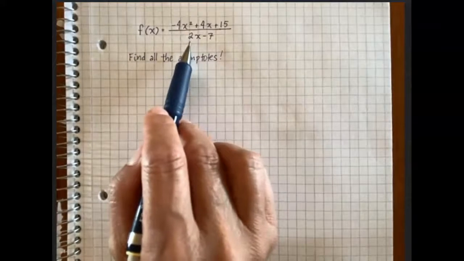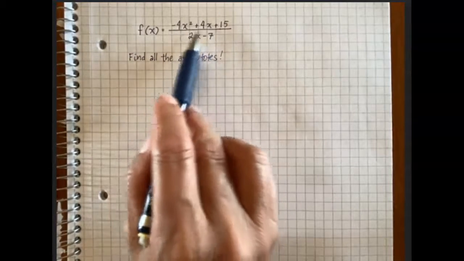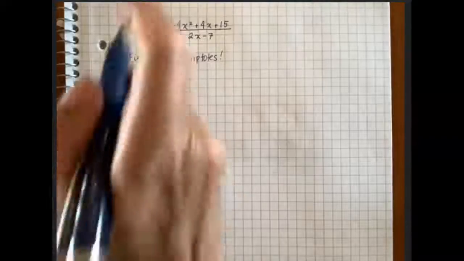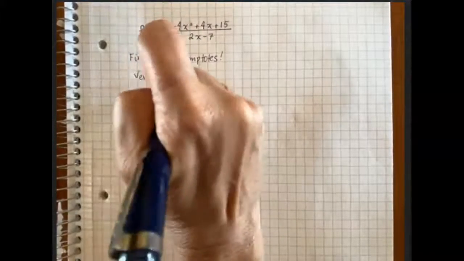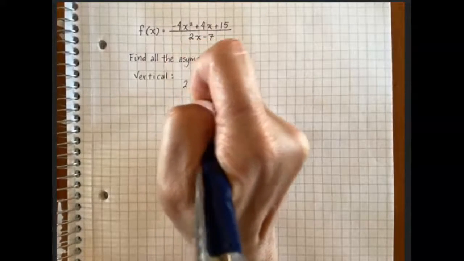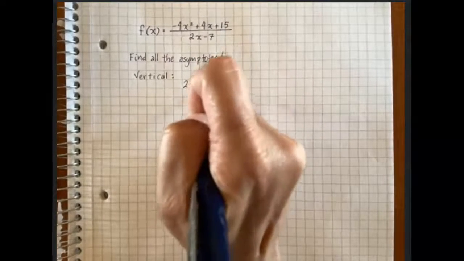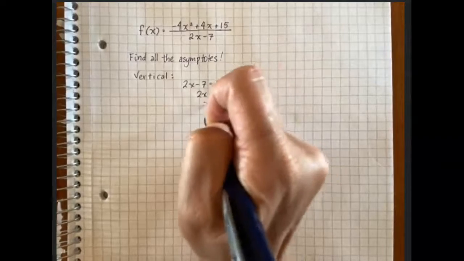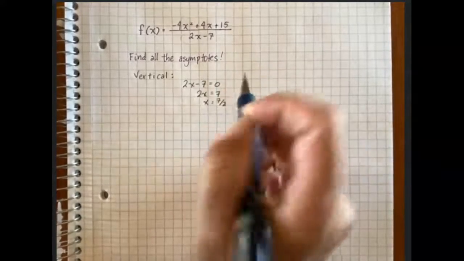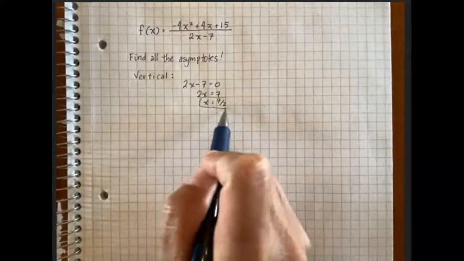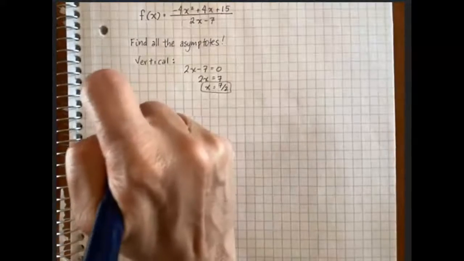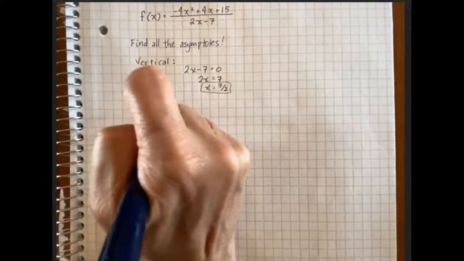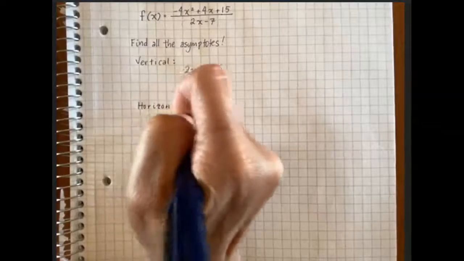and it's especially important for rational functions because it happens all the time, right? It's wherever the denominator is equal to 0. So to find our verticals, we just set the denominator equal to 0. 2x minus 7 equals 0, so 2x equals 7, or x is equal to 7/2, and that is the equation of the vertical asymptote.